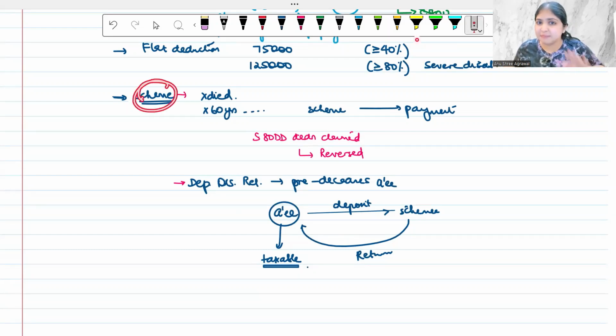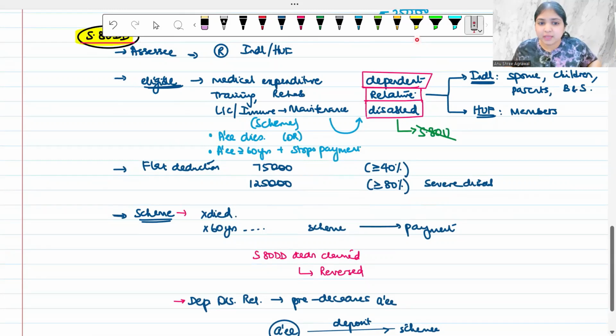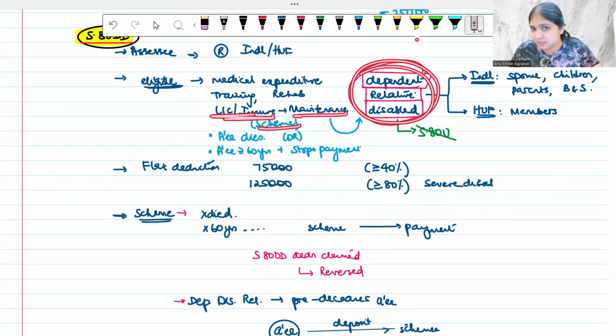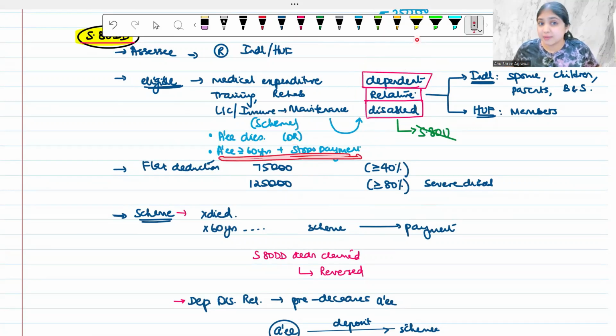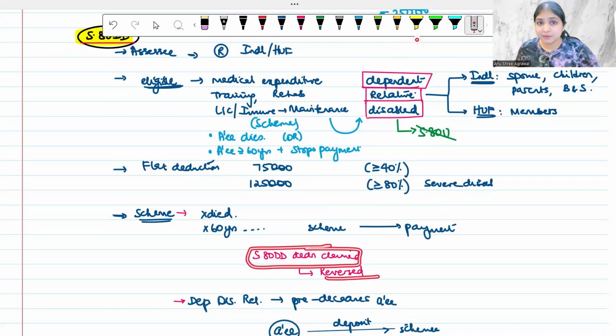In this relating to the scheme, there are 2 points. First of all, what is a scheme? We go to the LIC or any other insurer and take a scheme for the maintenance of this dependent disabled relative. The scheme will release money either when the assessee dies or when the assessee reaches 60 years of age and stops making payment to the scheme. Then the scheme will release money for the maintenance of the dependent disabled relative. But what if, even though the assessee has not died, even though the assessee has not reached 60 years of age, before that itself the scheme has released money for the maintenance of the dependent disabled relative, then in this case there is a violation, and whatever 80DD deduction the assessee has claimed all these years, it will be fully reversed.